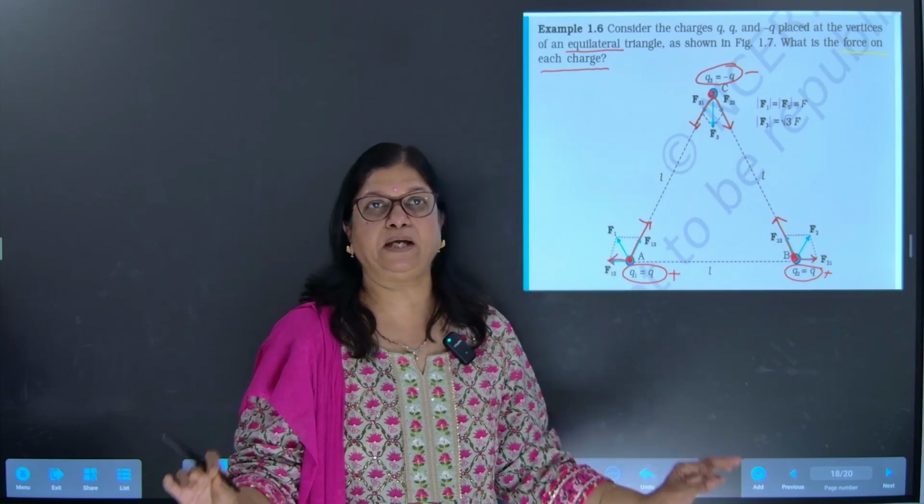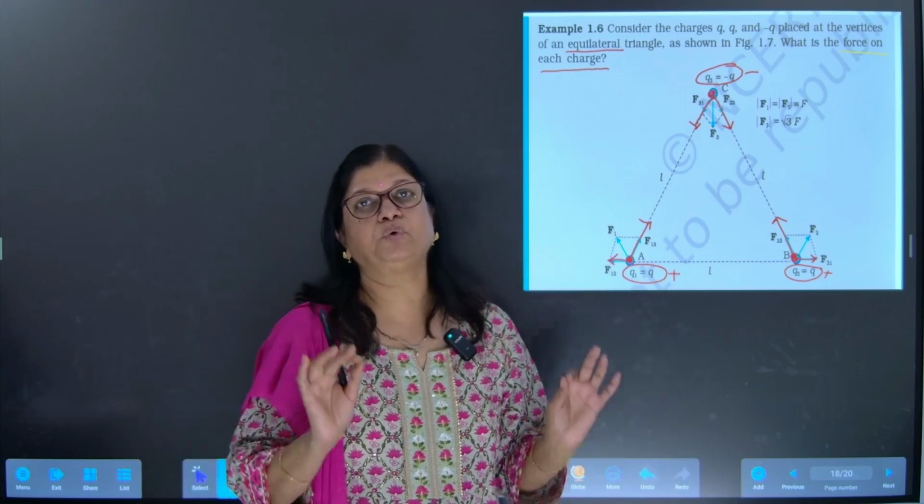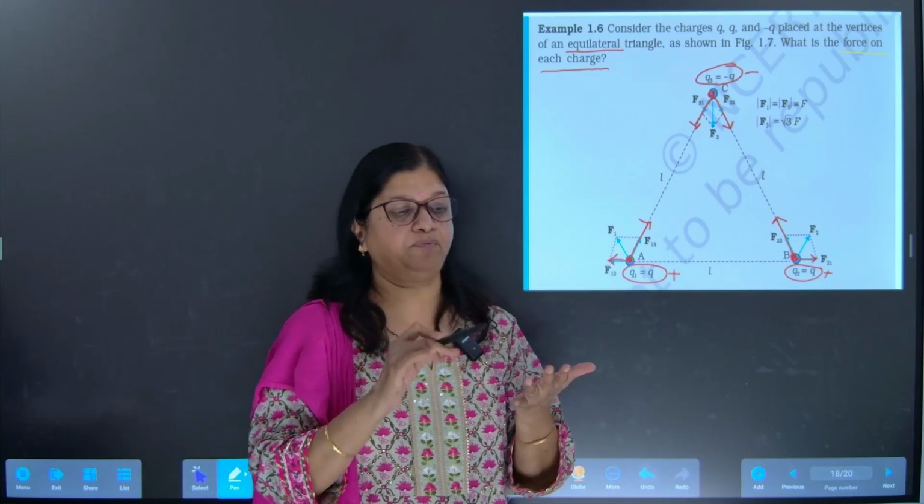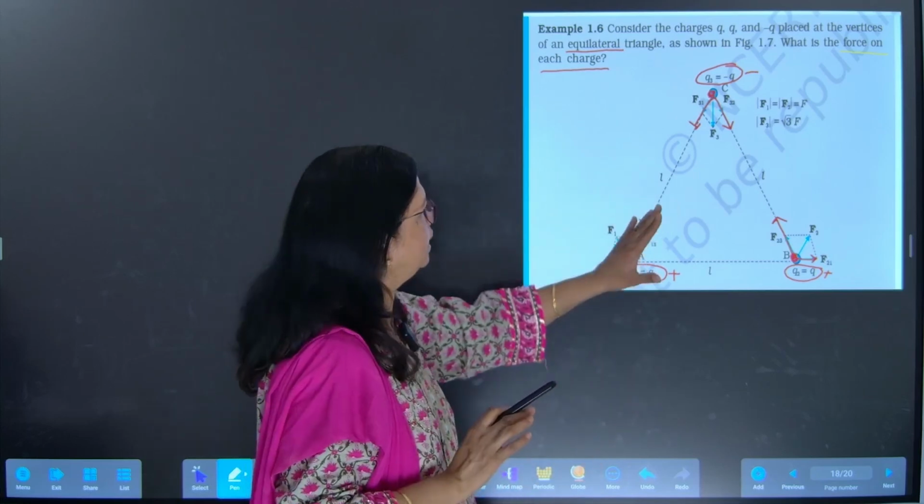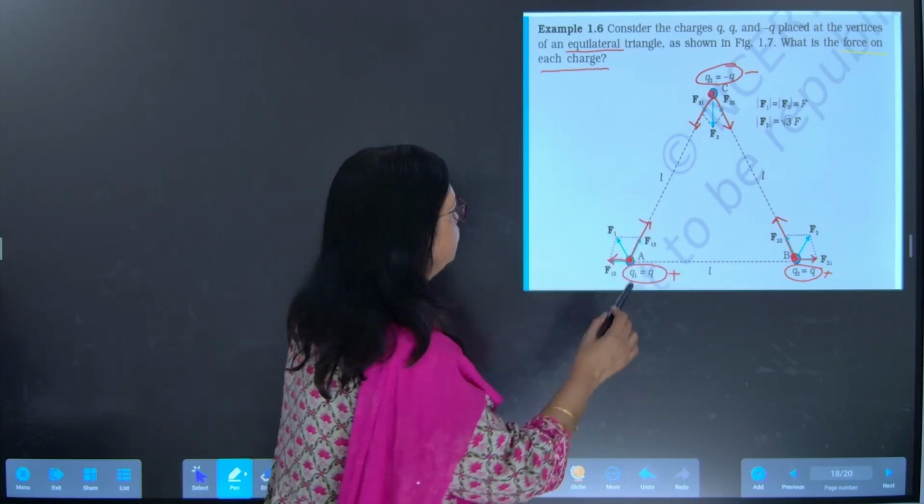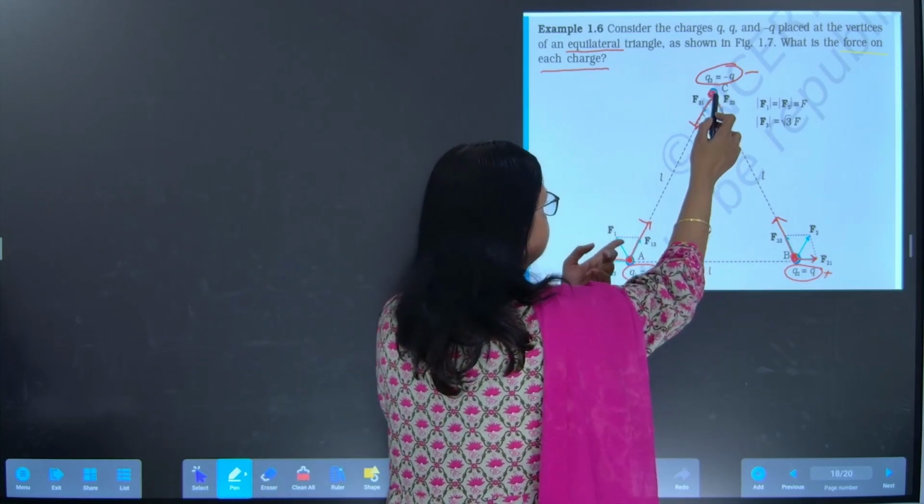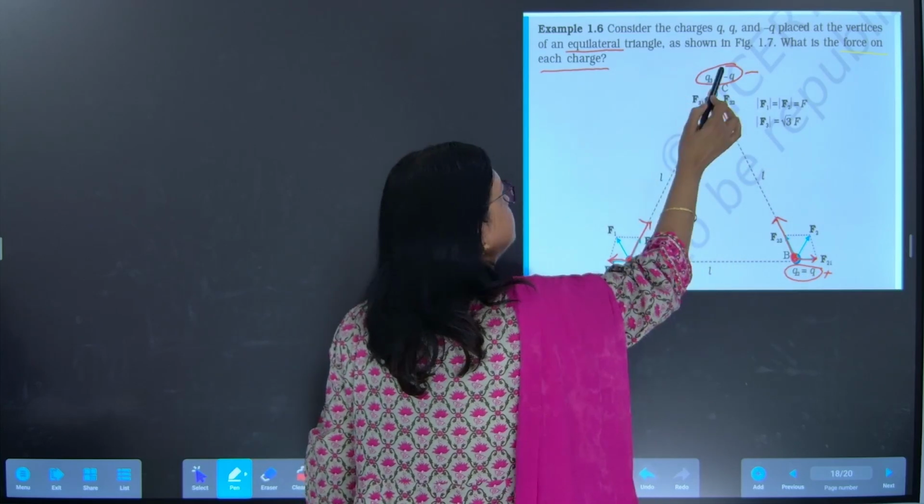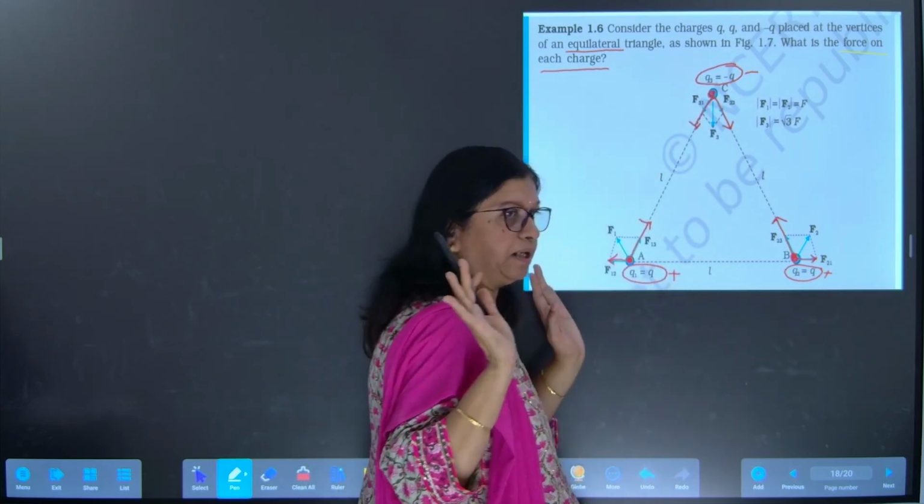If both of them are positive, they will repel. If both of them are negative, also they will repel. If one of the charges is positive and one is negative, they will attract, as you can clearly see here. So these two are repulsive, these two are attractive because one is positive, one is negative. Here both are positive, so they will repel.